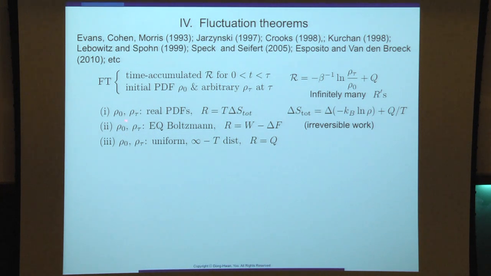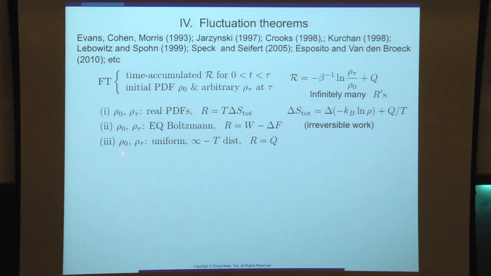In the second case, if we start from the initial equilibrium distribution, rho zero is the equilibrium Boltzmann distribution, and I choose rho tau also as the Boltzmann distribution at time t, but that may not be the real PDF of the system. I choose rho tau mathematically as the Boltzmann distribution for a given time-dependent protocol at time t. Then this becomes the so-called irreversible work, W minus the free energy change between the two times.